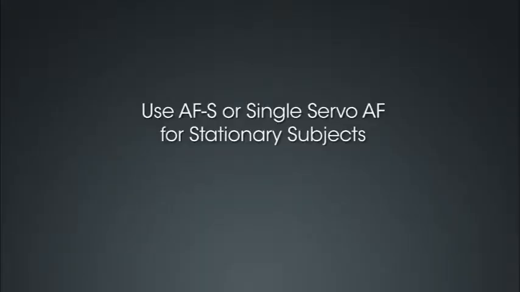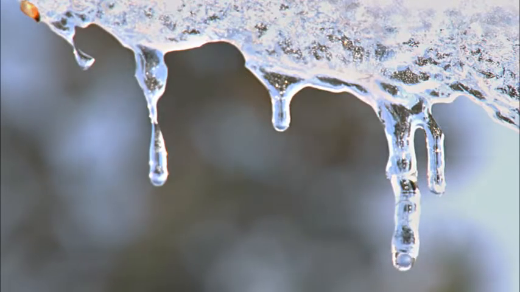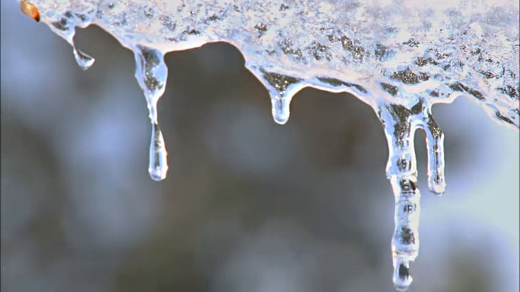The AF-S or single servo AF focus mode is best suited for stationary subjects. The focus will be locked using the selected focus point when the shutter button is pressed halfway. Use this mode when you're recording video of stationary subjects or when you want to minimize the audio noise that is recorded when the camera's lens continuously focuses.